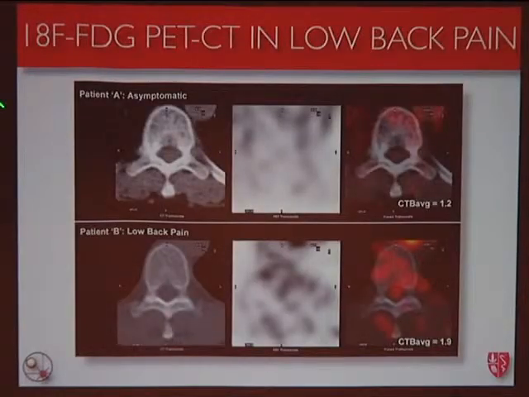And if we actually look at patients who are suffering from back pain, so we have a group of asymptomatic patients and then patients with low back pain. This is at level T10 for both of these, and these are just representative images from one person in each group. An asymptomatic patient had a cord to background ratio of 1.2, and this person complaining of low back pain had a cord to background ratio of 1.9.